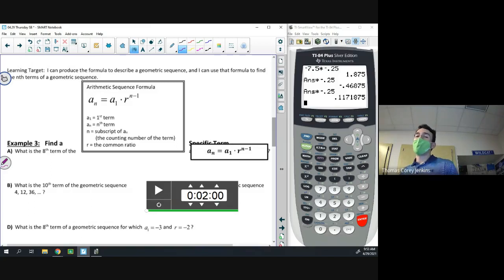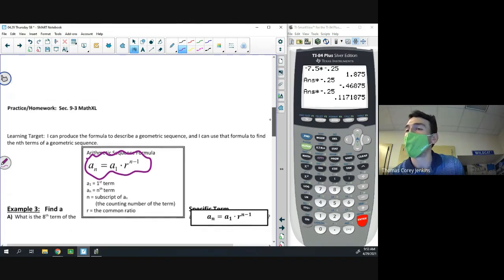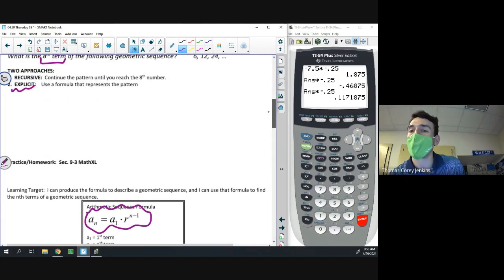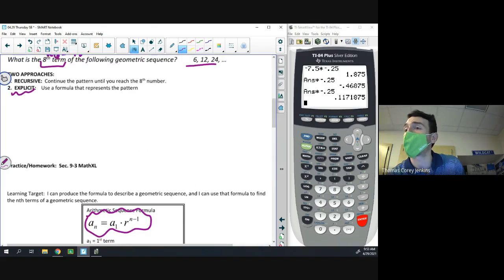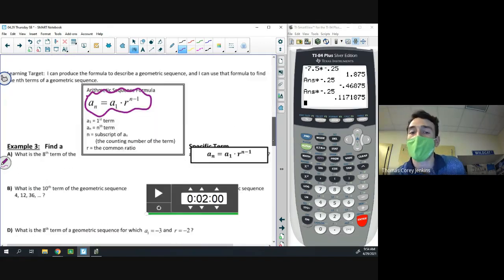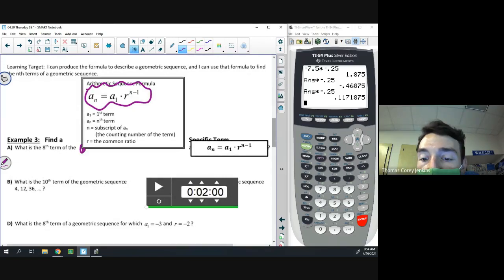So basically, this is what we want to use to make an explicit formula for a geometric sequence. This is one of the main things from this lesson, that guy right there. Okay. So A is obviously, like I said, a formatting error there. What we're going to do on A is find the 8th term of this sequence. So I'm going to just copy that down, 6, 12, 24, dot, dot, dot.